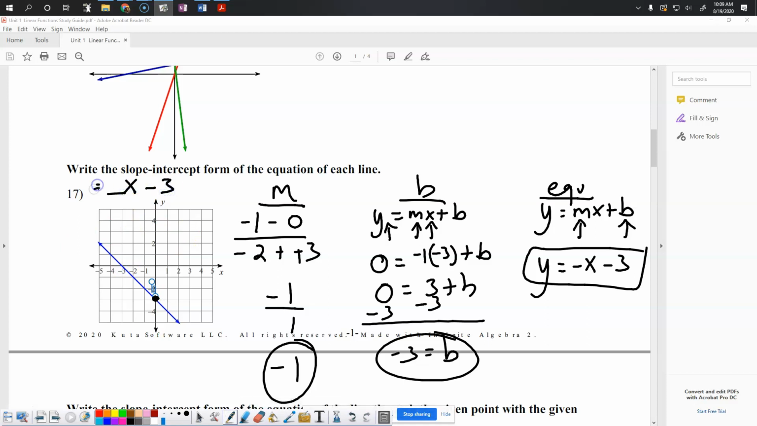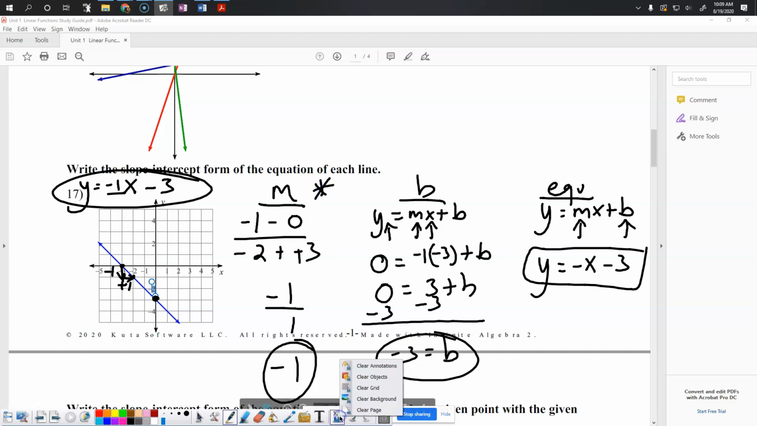Now I just need my slope. The slope, pick any 2 points. As you can see, it's down 1, which is negative, and right 1, which is positive. Negative 1 over 1. So rise over run. Negative 1 over 1 is negative 1. So much faster if you just do it that way. However, this method works on every problem I give you. So that's why I like to go through it.